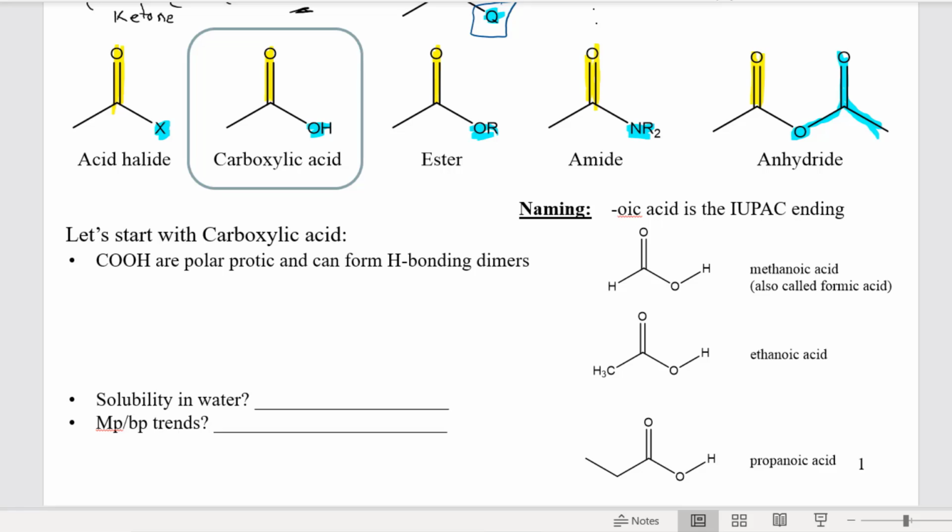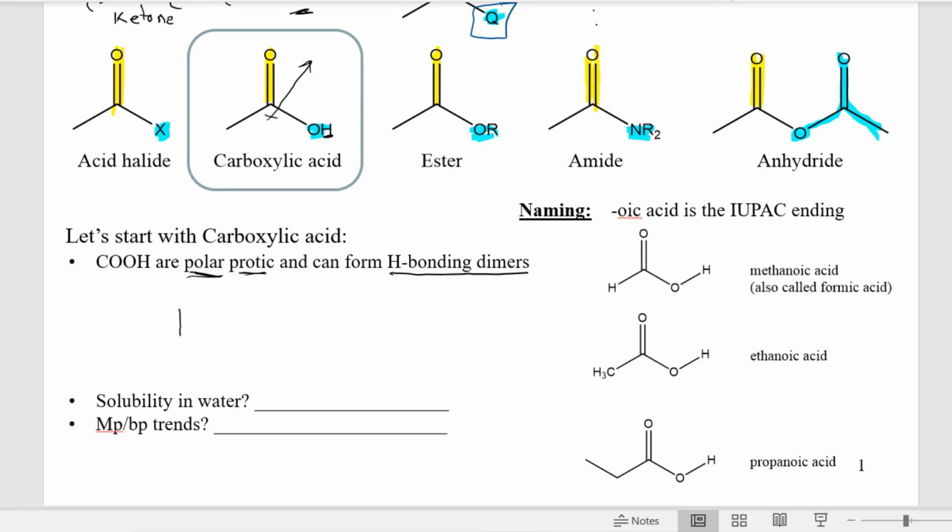So carboxylic acids, let's think about some properties of them. I've circled them; we're going to focus on the carboxylic acid in particular. They are polar, right? They have a very strong dipole. And they are protic. That's what makes them acidic. They have a hydrogen right off of the oxygen. These systems, due to the hydrogen off of the oxygen, allow for hydrogen bonding dimers.